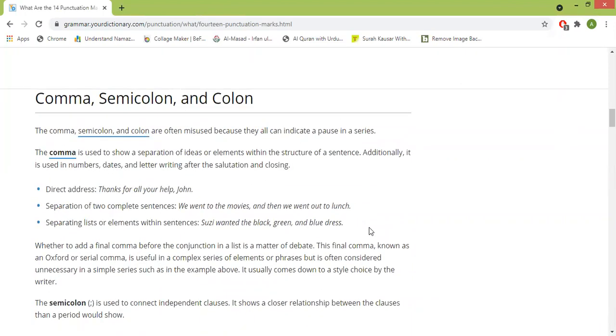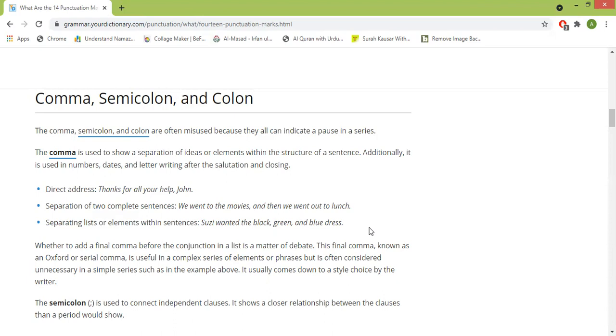Okay. Next we have the comma, semicolon, and colon. The comma, semicolon, and colon are often misused because they all can indicate a pause in a series. Basically, all these three have the same purpose of showing a pause. Normally, they are misused. Now, let's see why they are misused.